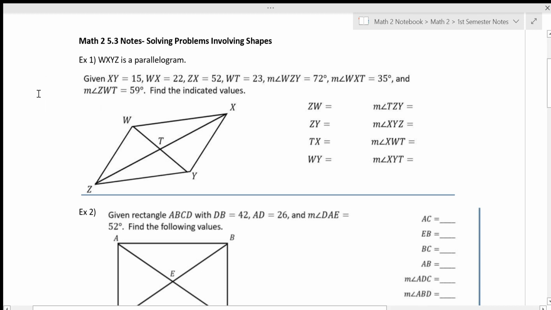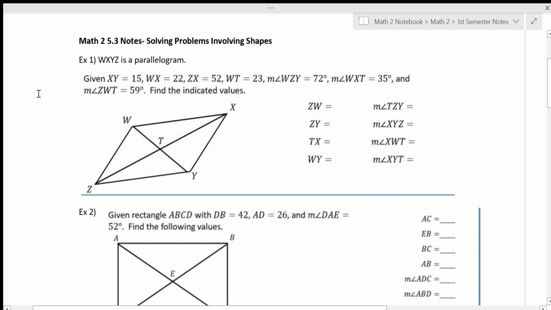All right, here are our 5-3 notes where we're going to be solving problems involving shapes, involving the properties of shapes that we talked about in 5-2. So you will definitely want to have your 5-2 notes out to reference while we are working on these problems.